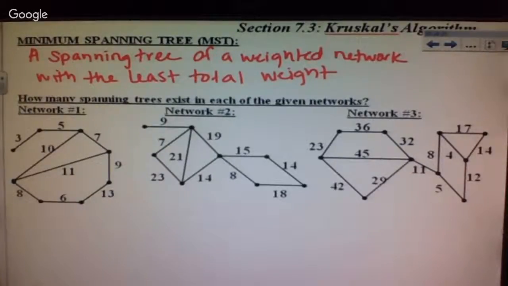So let's do what you just did for the warm-up. How many spanning trees do I have in network 1? She's got 2 circuits. Like you did with your warm-up. So what would I multiply here? 3 times 5, minus 1. 14. There are 14 different ways that I can do this.